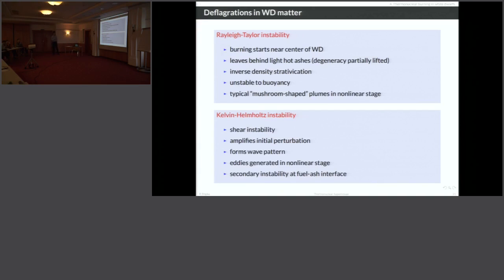So the shear instability, the Kelvin-Helmholtz instability, amplifies initial perturbations in shearing fluids. It forms a wave pattern, and then in the nonlinear stage, these typical whirls, these eddies, are generated. And it's a secondary instability because it happens at the fuel-ash interface in the case that we have bubbles of material that rise due to Rayleigh-Taylor instability. Then we have shear motions at the edges of these Rayleigh-Taylor structures, and at these edges then the Kelvin-Helmholtz instability will become active and create these eddies there.